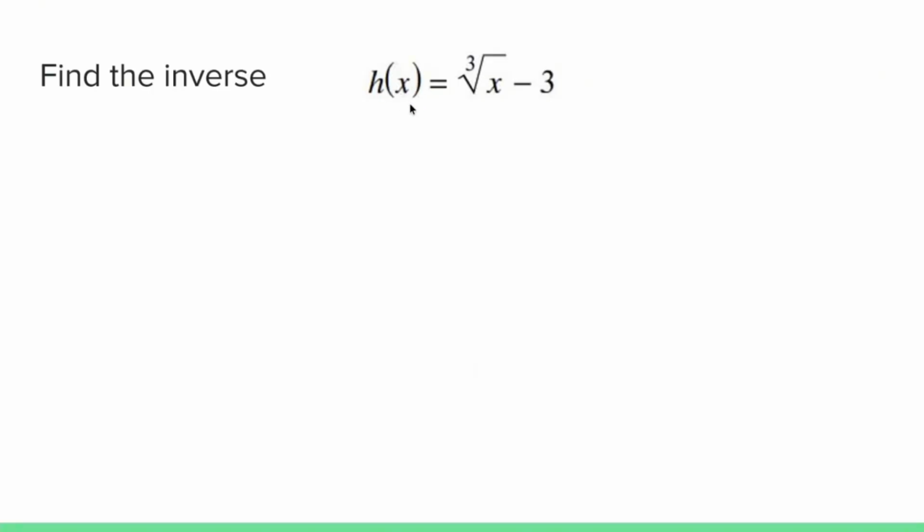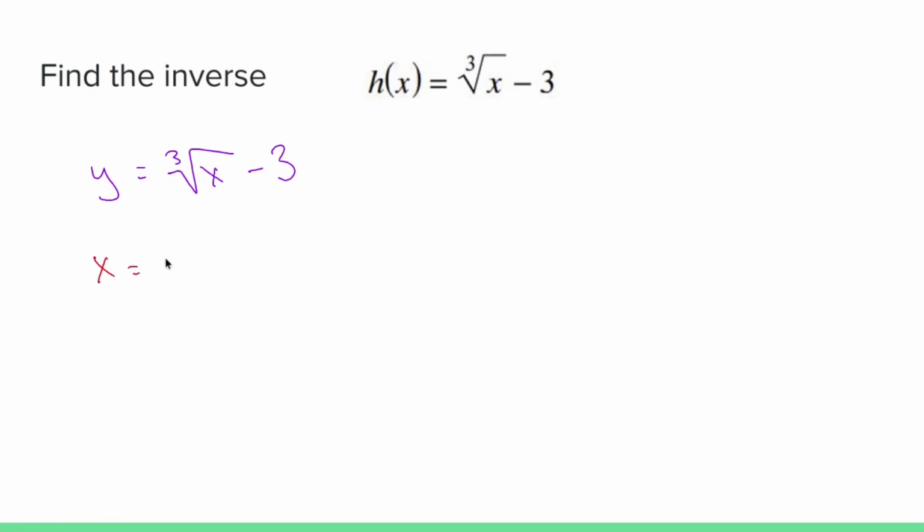Find the inverses of h of x equals the cube root of x minus 3. What I like to do first is replace h of x with y. I don't like dealing with h of x when I do inverses. Step number 1 when finding your inverses, you're going to swap the x and the y.